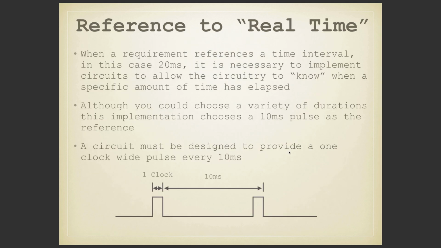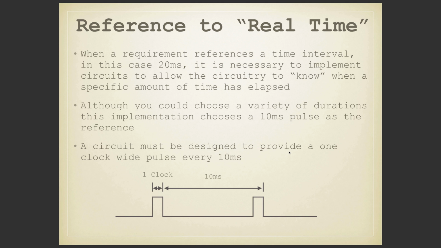Now, we've been talking about 20 milliseconds, and we all know that the frequency of the board's oscillator on the board we're using is 100 megahertz, which gives us a 10 nanosecond clock period. So 10 nanoseconds to 20 milliseconds is a long way away, a million times, 2 million. So we need a scheme that would allow us to keep track of quote-unquote real time. We need to know when a specific amount of time has elapsed.